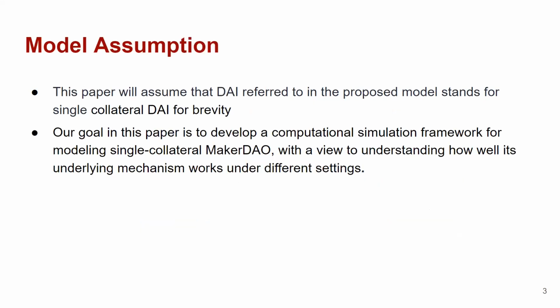When we started work on this paper, the Maker protocol only supported single collateral DAI. ETH was the only accepted form of collateral. Over time, the Maker protocol has allowed additional collateral types, but in this paper, we focus on the single collateral model.